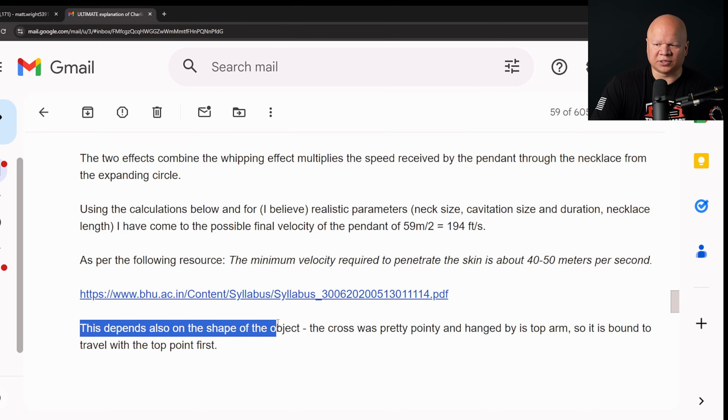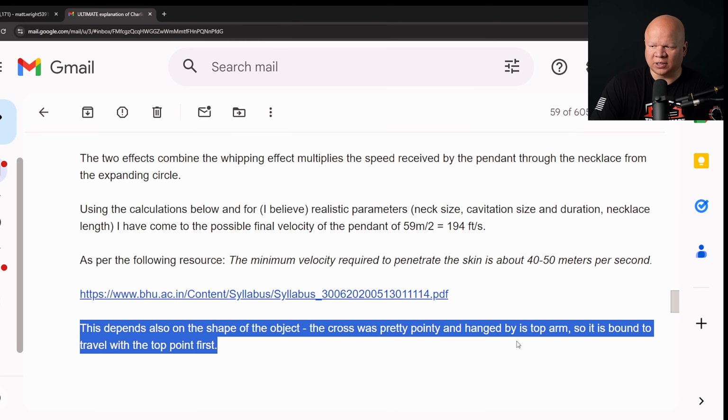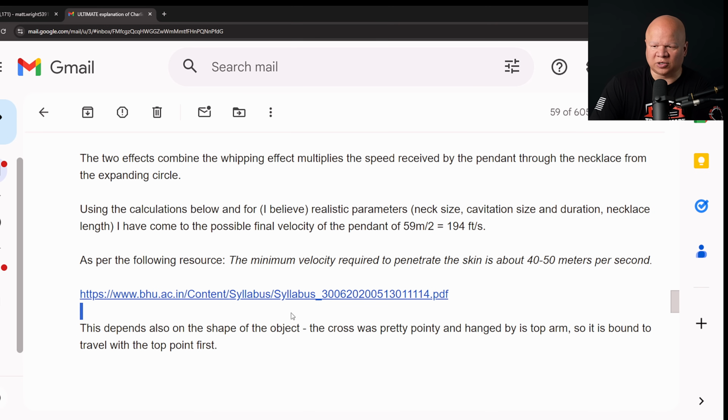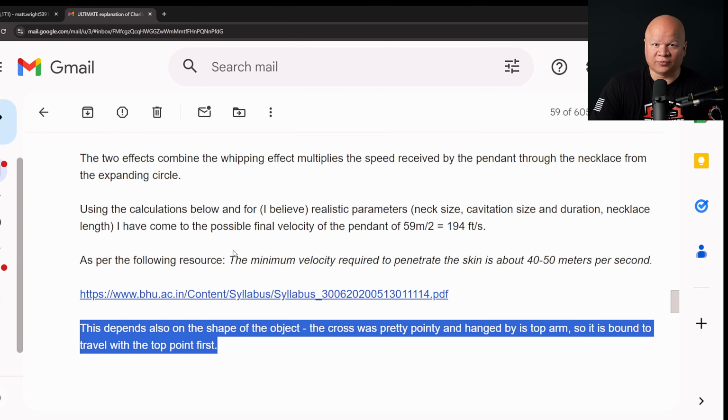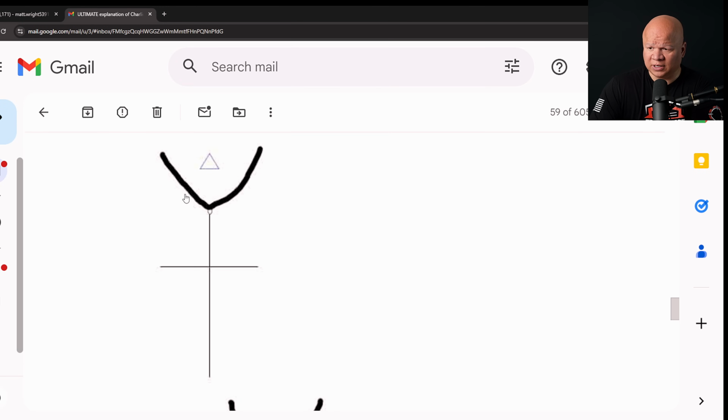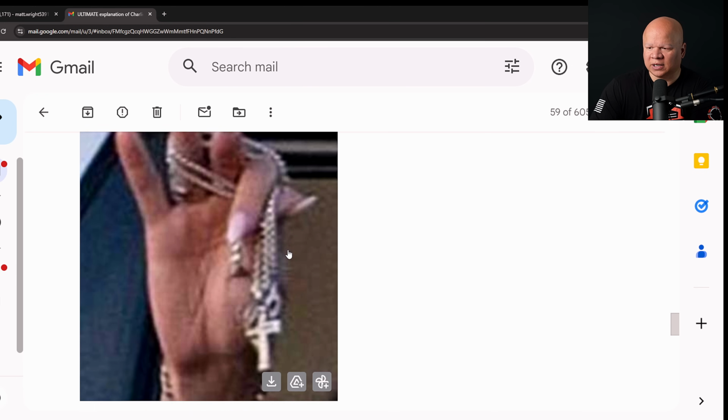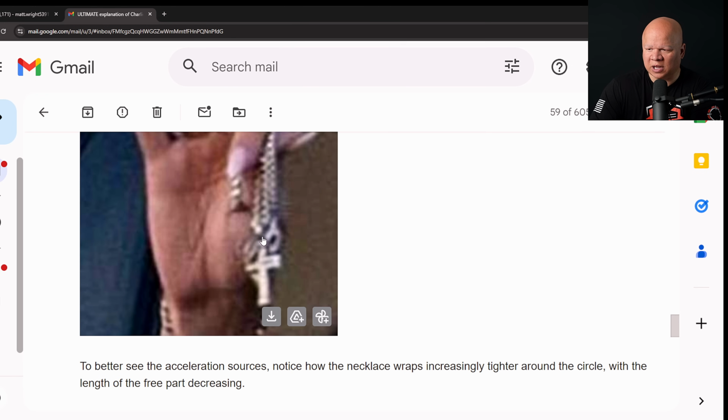This also depends on the shape of the object. The cross was pretty pointy and hung by his top arm, so it is bound to travel with the top point first. So as you can see here, we have the chain, and then this would be the cross or the pendant. They're basically saying here that it's most likely that this top portion is what went into the neck in this theory. And then they show the necklace again. Yeah, this top edge here.